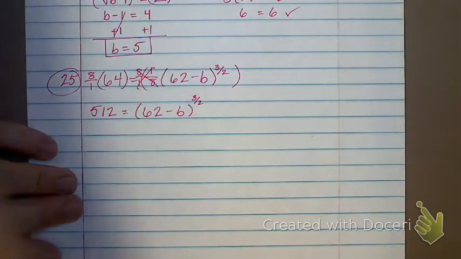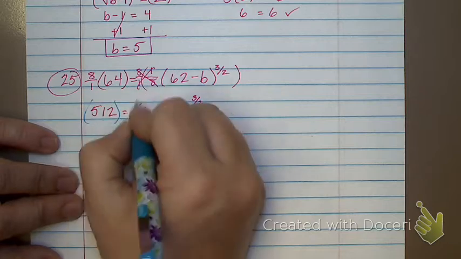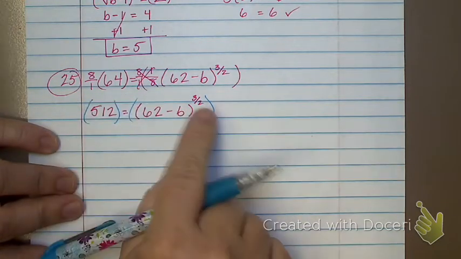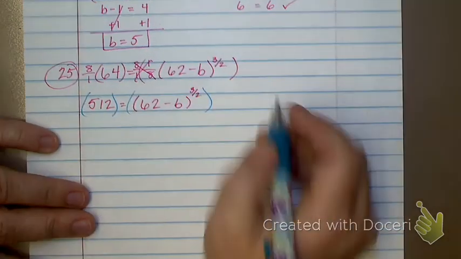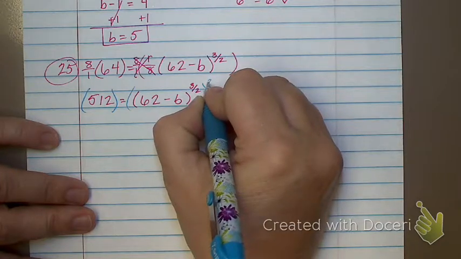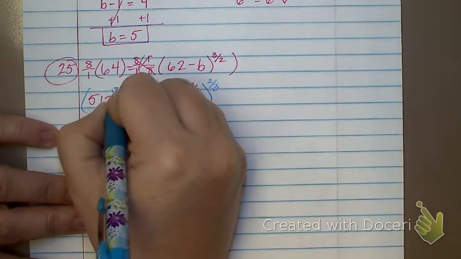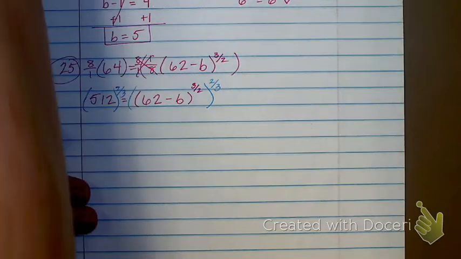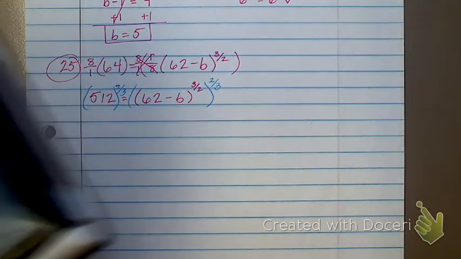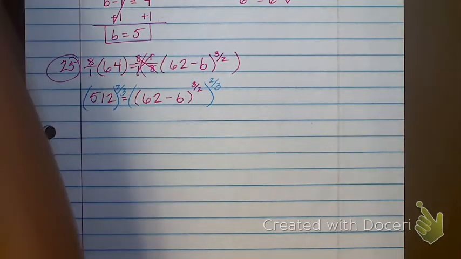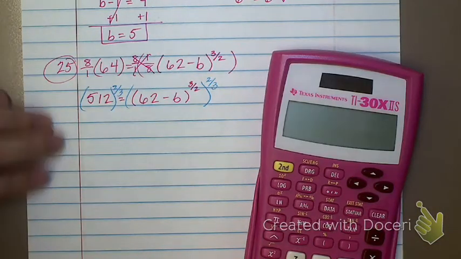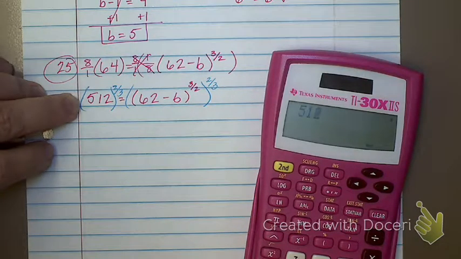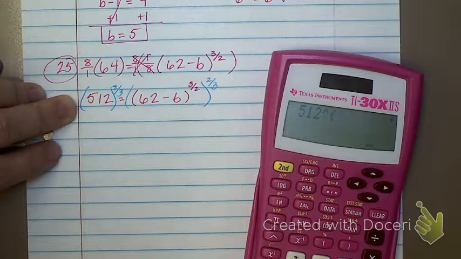Now I'm ready to raise both sides to a power. What power am I going to raise both sides to? The reciprocal power of what's there. So that's 3/2. I'm going to raise them to the 2/3. Now, 512 to the 2/3. I should be able to do that on my calculator. Go back to my pink one. Let's see. 512 to the parentheses 2 divided by 3 power is 64.